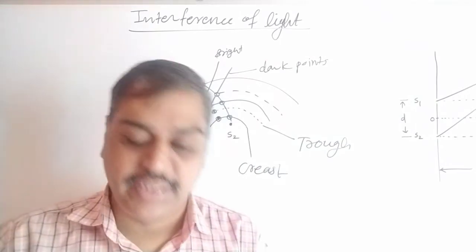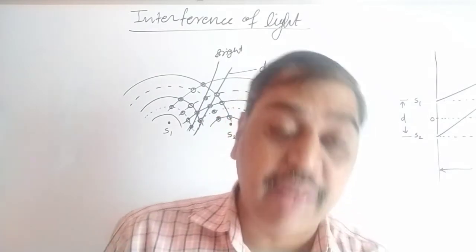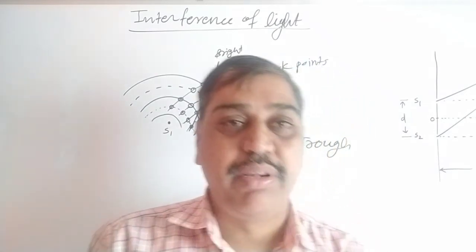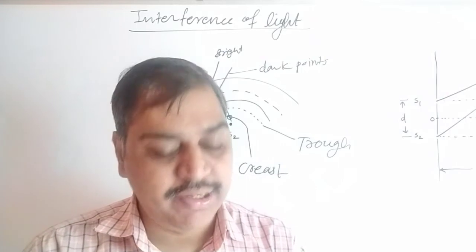In the same fashion, in your book they have done very well. Just look at the diagram, figure 7.9 from your book, which represents the constructive and destructive interference. Bright and dark points are formed.